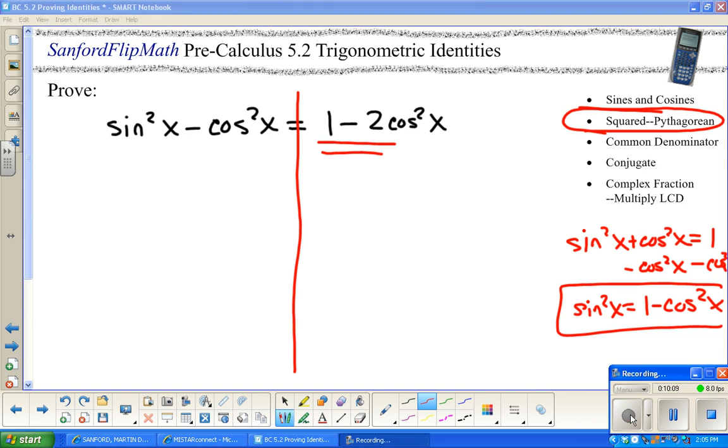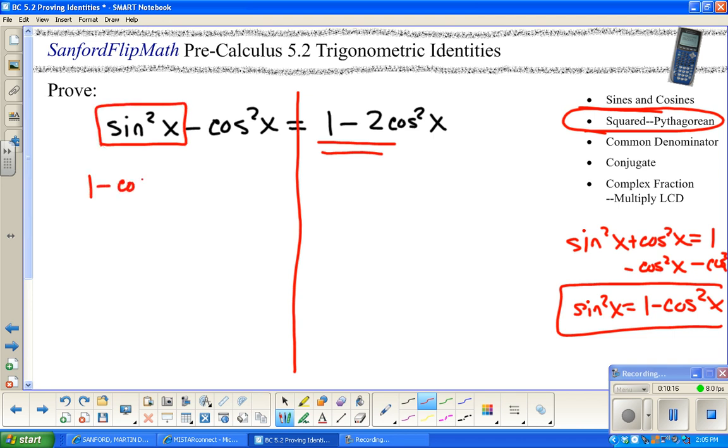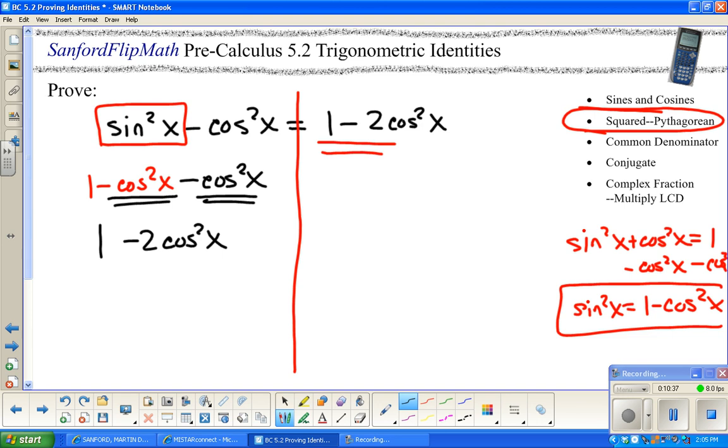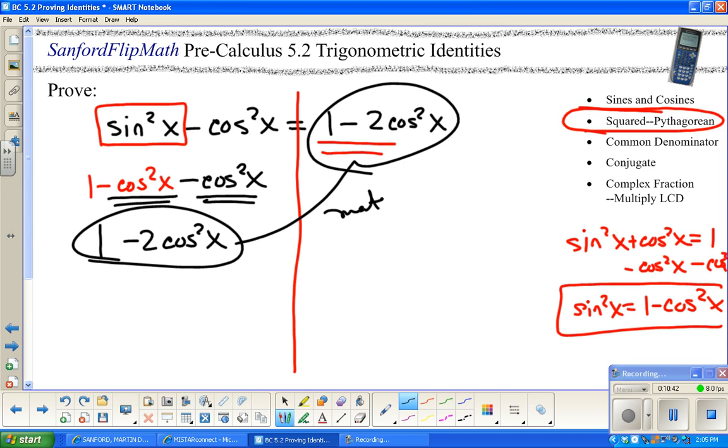And then what we're going to do is in place of sine squared, we're going to replace that with what it's equal to, 1 minus cosine squared. And then the other minus cosine squared was already there. Those kind of look like terms, don't they? So negative 1 cosine squared and negative 1 cosine squared makes a negative 2 cosine squared. I have that 1. And what else do I need to do? I'm done. Those match. Okay? Until they match, I'm not done.